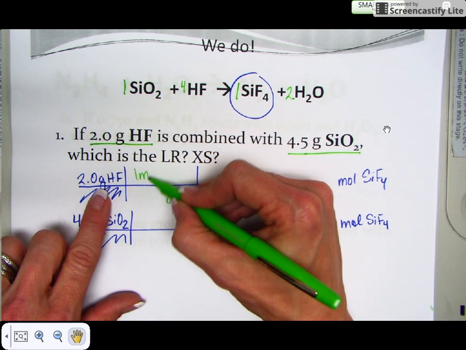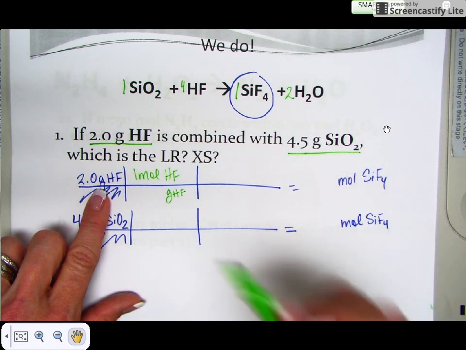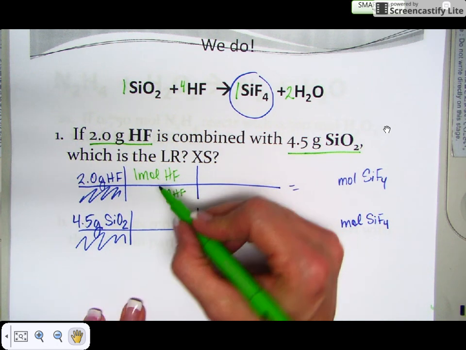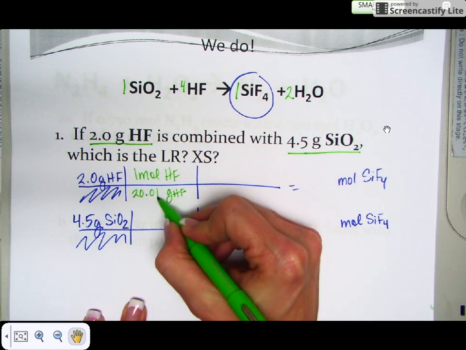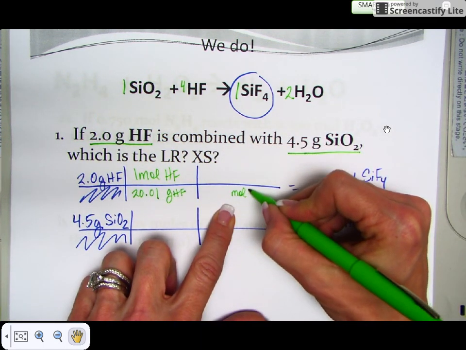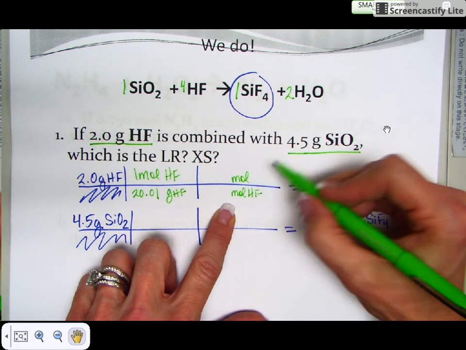So you need to calculate the molar mass of HF. Now, just for time's sake, I'm going to go ahead and tell you what it is. If you want to pause the video and calculate it yourself, then that's fine. But I'm going to go ahead for time's sake and fill that number in, 20.01 grams per mole. Now I need moles of HF to cancel, moles of silicon tetrafluoride on top.